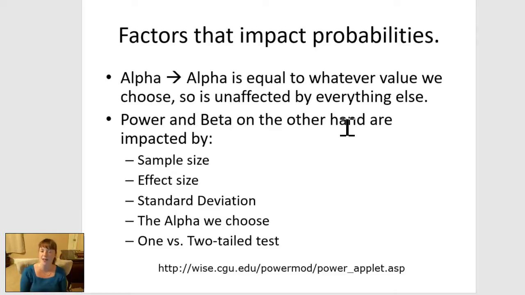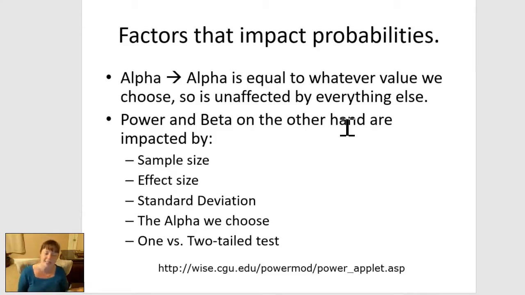Now, let's talk about some things that can impact these probabilities. Because what you want is for the probabilities of the errors to be low. You don't want to make mistakes, right? Your goal is to not make mistakes. You want alpha to be as small as you can make it, but without being so small that you're never going to reject the null.